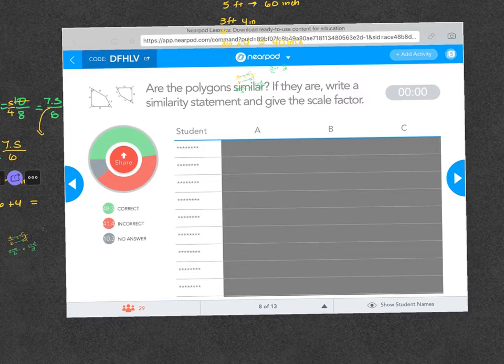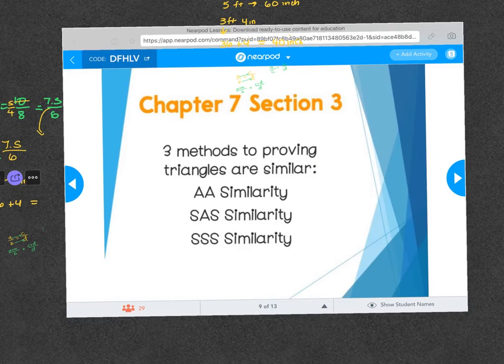All right, then came 7-3. 7.3 was 3 methods to proving the triangles are similar. Now we're talking about triangles. We had 3 methods: angle, angle, similarity, side, angle, side, similarity, and side, side, side, similarity. Angle, angle is if you have 2 pairs of angles that are marked as congruent. That's enough information to show that the triangles are similar. Then we had side, angle, side, similarity, which is 2 sides proportional, 1 angle where they meet congruent. And then 3 sides is if you had all 3 side lengths and you put them into ratios and all 3 of them simplified to be the same thing. So 3 ways to prove that they're similar.